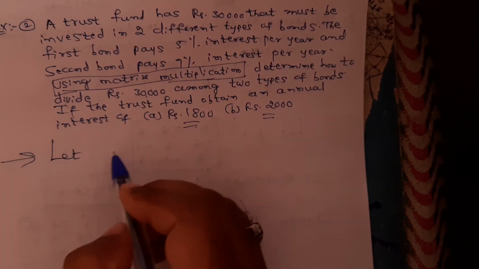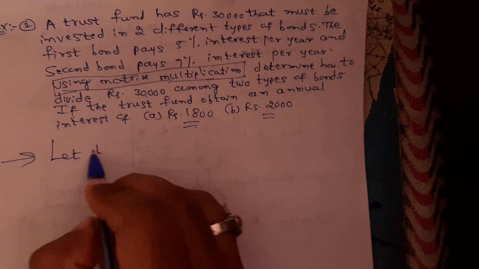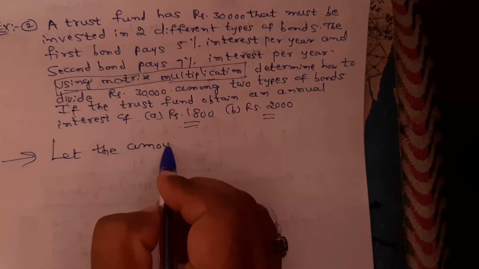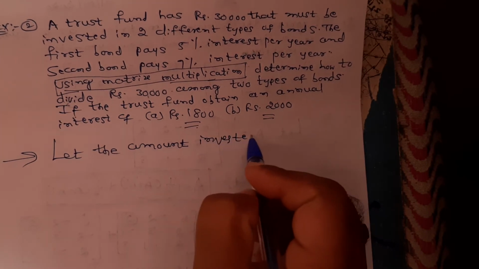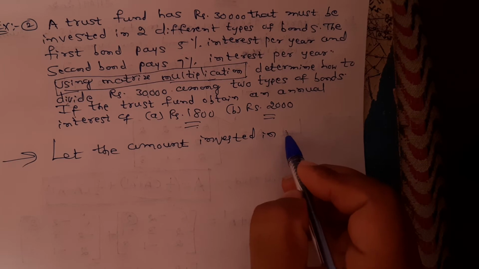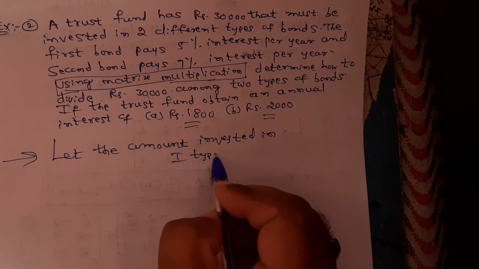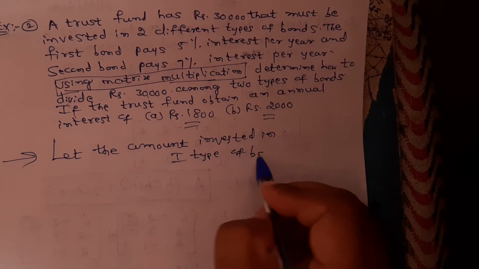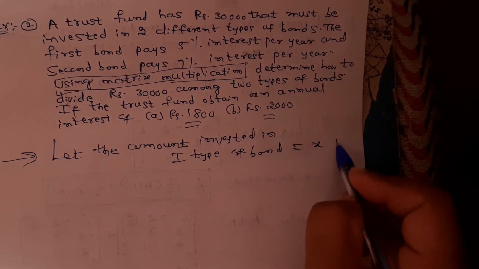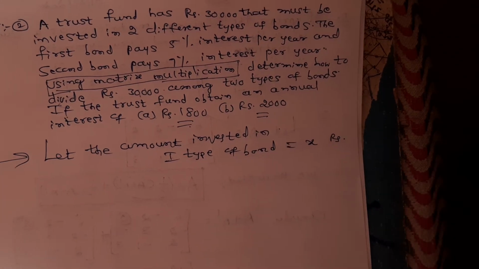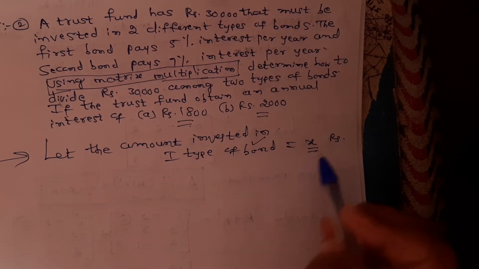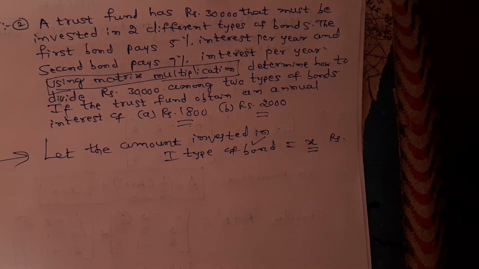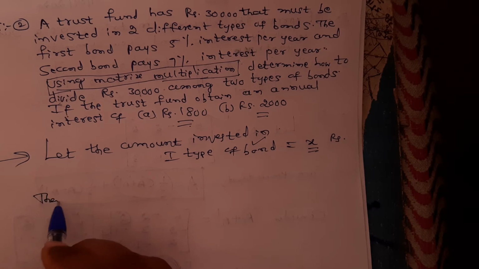So here, let the amount invested in the first type of bond be x rupees. We don't know how much amount is invested in the first type and second type. So let me invest x rupees in the first type of bond. So I have invested x rupees in the first type.